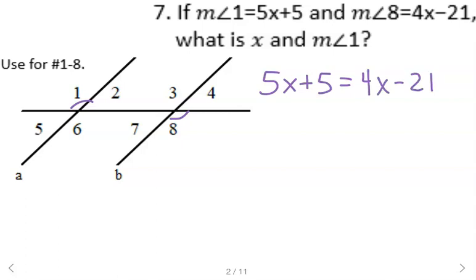I guess I'll draw it in there. I should have given you that those were parallel. So since they're parallel, then the alternate exterior angles are congruent. So their measures are equal. You can get your x's on one side, constants on the other side, and divide by the coefficient.